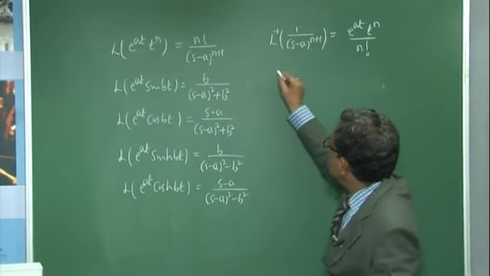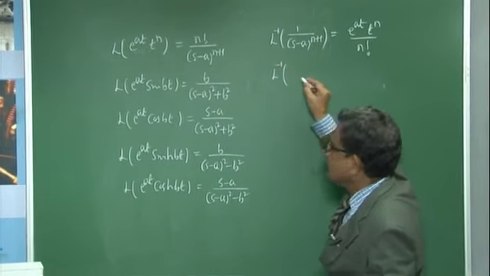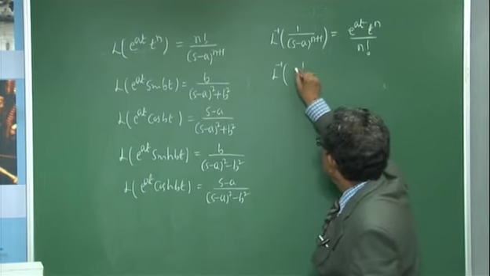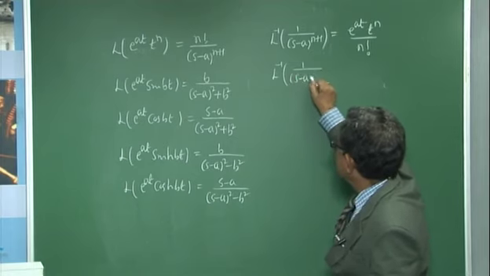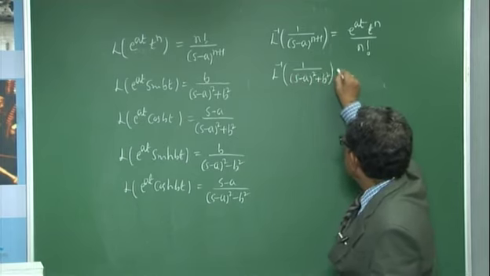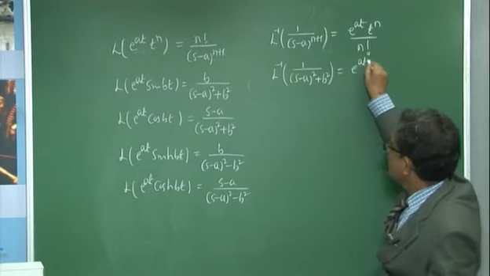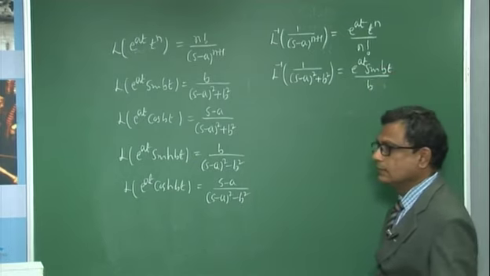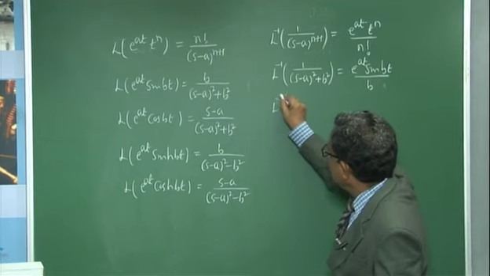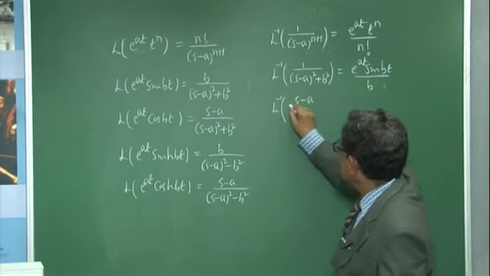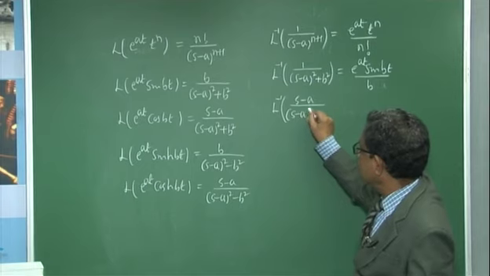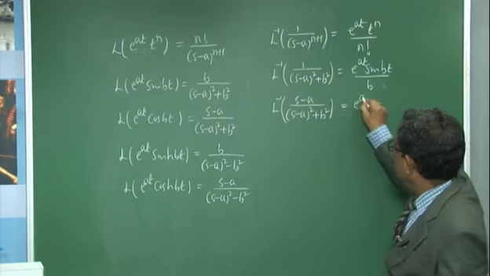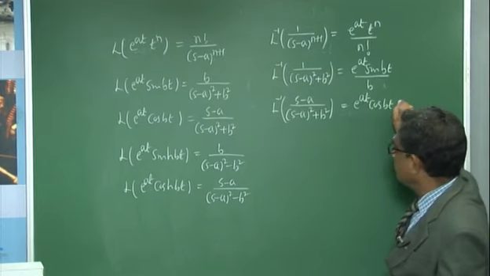Similarly, for this one, we can write the inverse transform formula, L inverse of 1 divided by (s minus a) whole square plus b square. It is e raised to a t sin b t divided by b. Third one, L inverse of (s minus a) divided by (s minus a) whole square plus b square. It is e raised to a t cos b t.